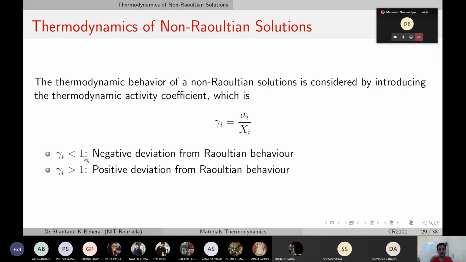Negative deviation means that the activity would not be as high as the mole fraction. The activity will be slightly lower than the mole fraction. And on the contrary, when we consider positive deviation, the activity will be slightly higher than the mole fraction. So these are the two cases that we can consider. And likewise, many solutions would fall into either of these categories depending on the interactions between their constituents.